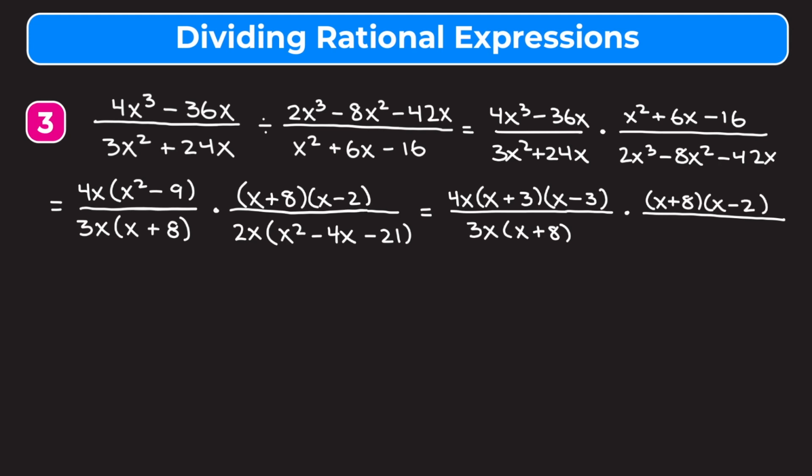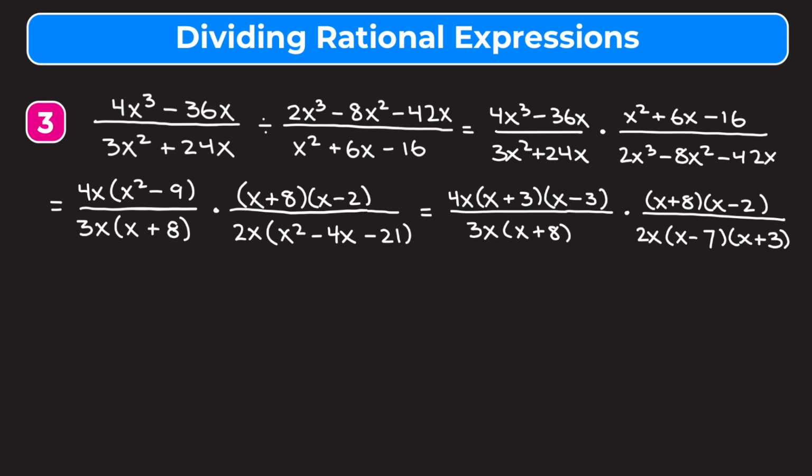And then for the denominator of the right fraction, we have this 2x on the outside, and now we want to factor x squared minus 4x minus 21. So we need two numbers that multiply to negative 21 and add to negative 4. Take a second and think about that. And we should get negative 7 and positive 3. So we get x minus 7 and x plus 3.